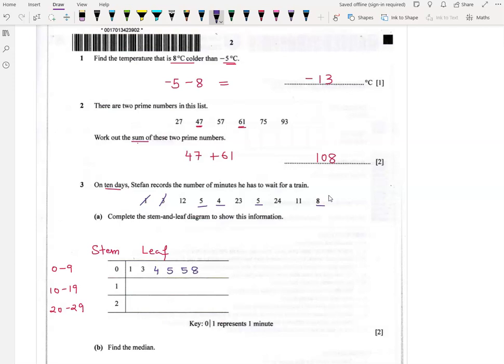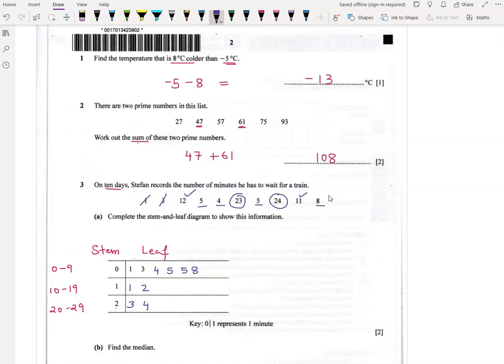In the tens row, we will have 12 and 11. For 11, the 1 is already here, so just write 1 to make it 11. For 12, we just write a 2. Okay, and in the 20s row, we have 23 and 24. The 2 is already there, so you need to write 3, it makes 23, and for 24, we just put a 4. So this completes the diagram.